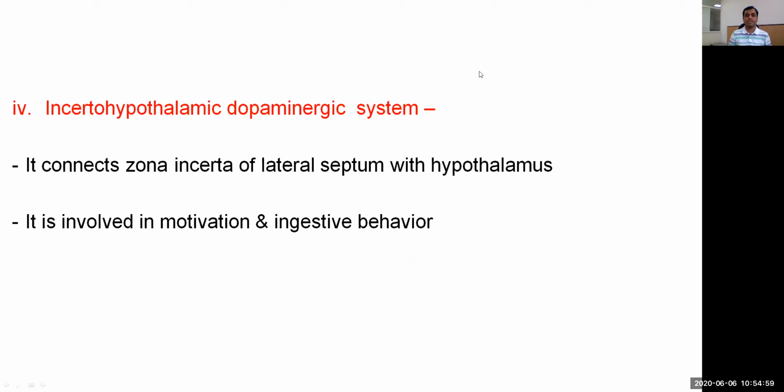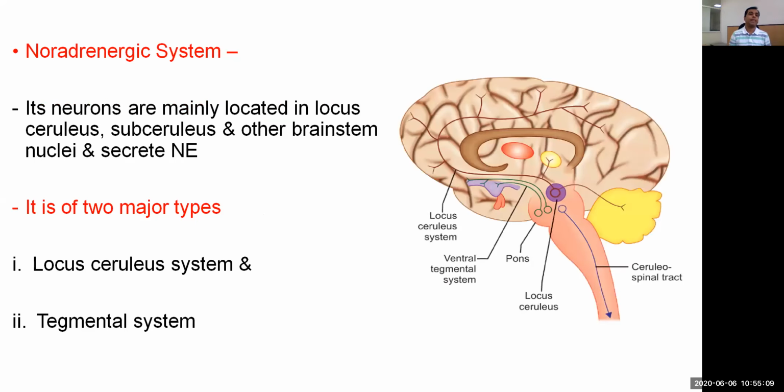Incerto-hypothalamic dopaminergic system. It connects zona incerta of lateral septum with the hypothalamus, and it is involved in motivation as well as in the ingestive behavior. After the dopaminergic system, let us have a look at the noradrenergic system.